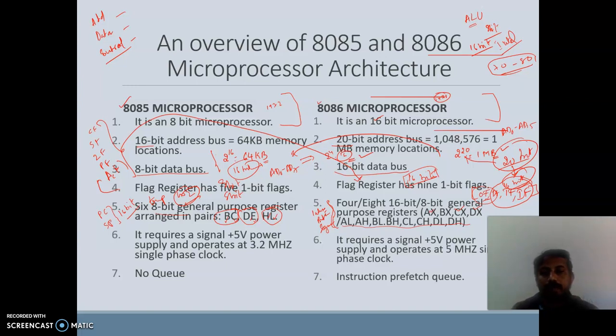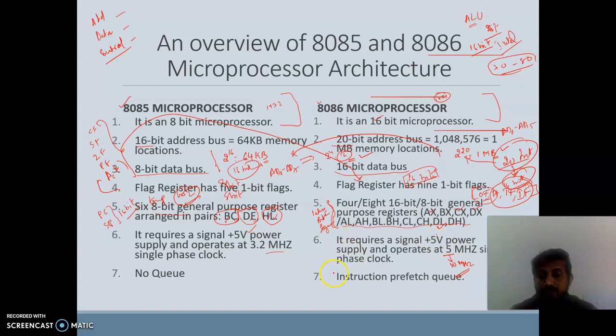Coming to the power supply requirement and the operating frequency of these microprocessors. 8085 operates with a 5 volt power supply. The same is true for 8086. They have the same power supply, but the operating frequencies are different. 8085 operates at a maximum of 3 to 5 megahertz, whereas the 8086 operates at 5 to 10 megahertz. The operating frequency of 8086 is 5 to 10.